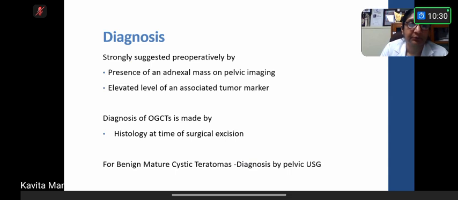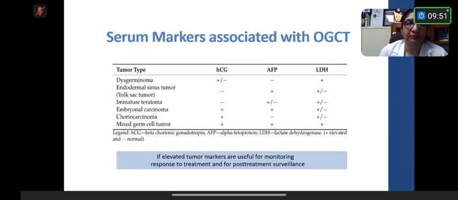Tumor markers are also important for the diagnosis. Whenever you're suspecting an ovarian tumor preoperatively, the presence of an adnexal mass on pelvic imaging or an elevated tumor marker should make you think about these germ cell tumors. But the diagnosis of these germ cell tumors is basically made on histology, that is the histopathological diagnosis after surgery. There's only one tumor which can be confidently diagnosed by a pelvic ultrasound, and as we know, that is the benign mature cystic teratoma or the dermoid cyst.